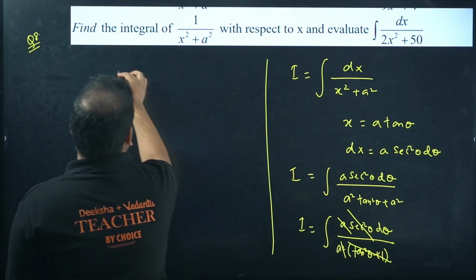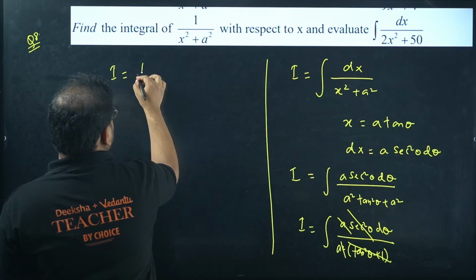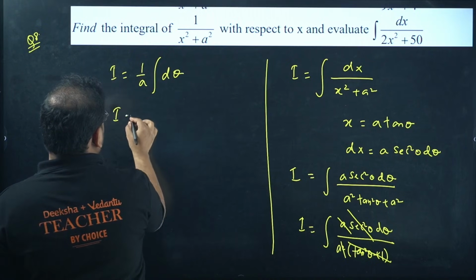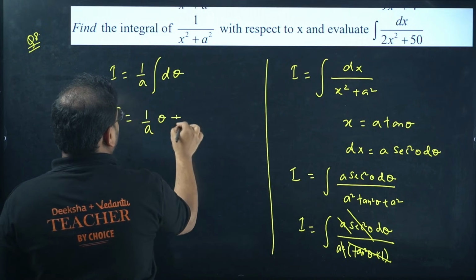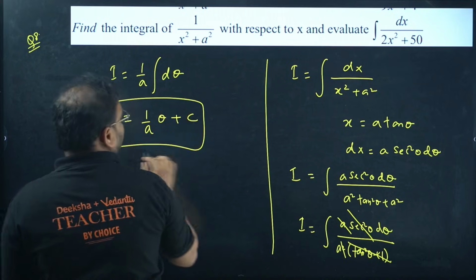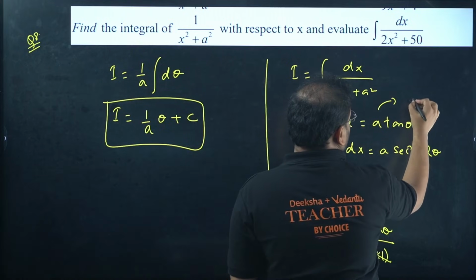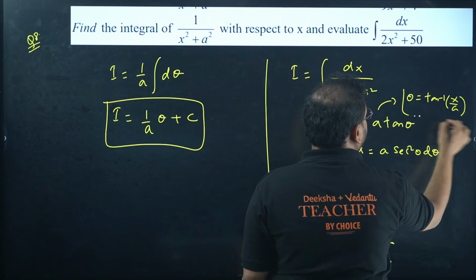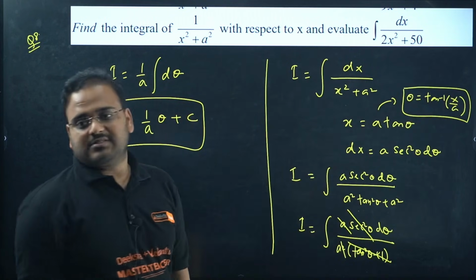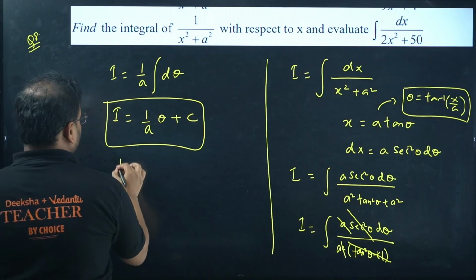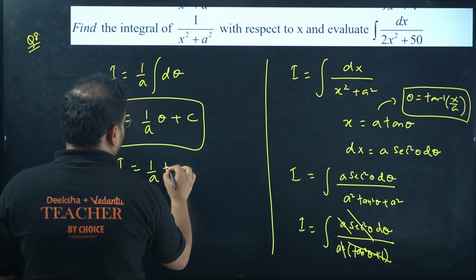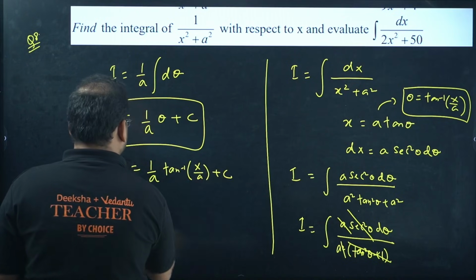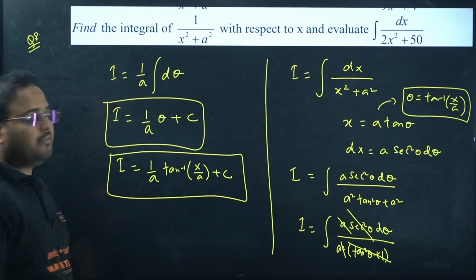My answer is coming as I equal to, integration means 1 by a is a constant outside. We have only d theta left. So I is coming as 1 by a theta plus c. Theta value you check now. Theta value is tan inverse of x by a, because a will come over here first, so x by a, tan inverse will operate. So I becomes 1 by a tan inverse of x by a plus c.